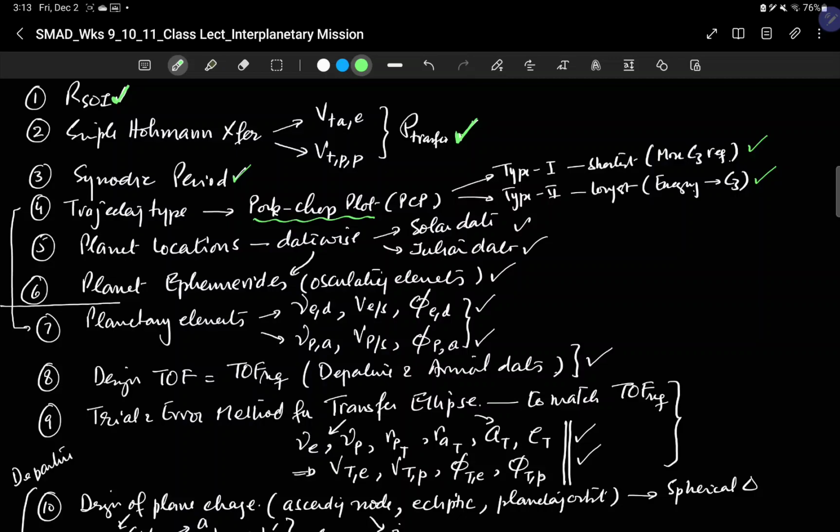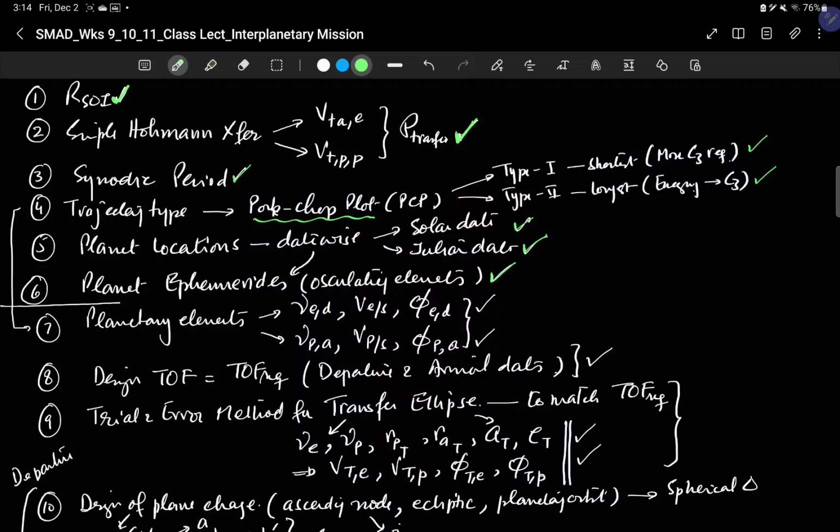After that, to do this, we had to first develop the position of the planets according to the solar dates as well as the Julian dates. Then from there onwards we used the ephemeris services of JPL, for example, to determine the ephemerides of the planets on the dates of departure and arrival. This was all done to basically start the calculation for the pork-chop plots.